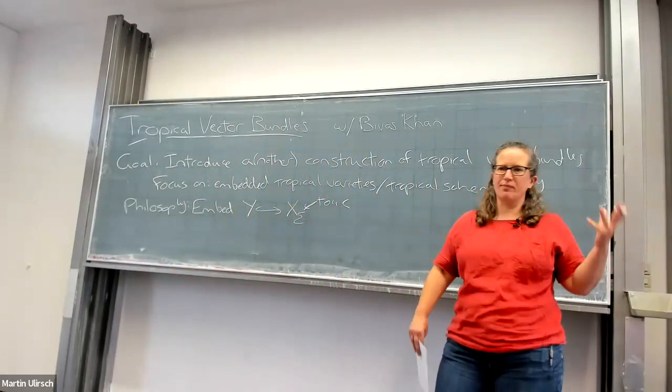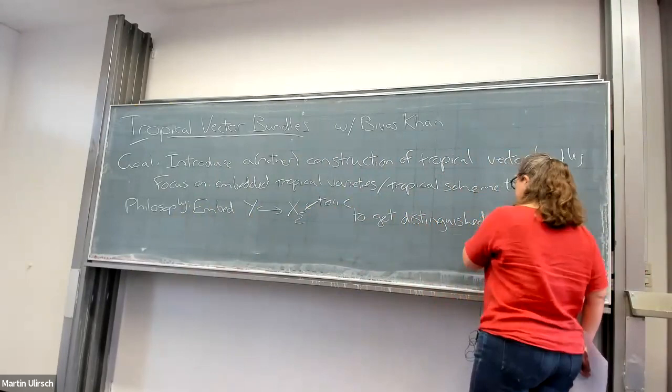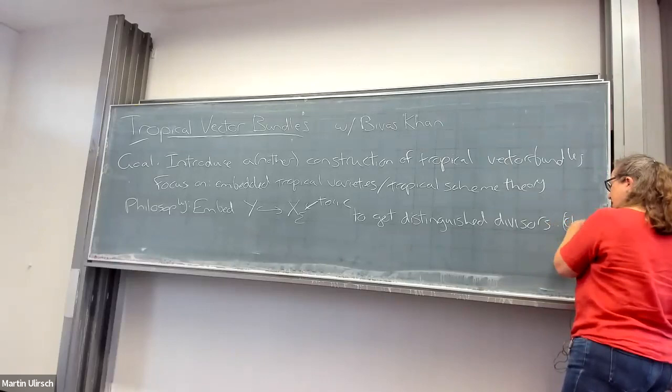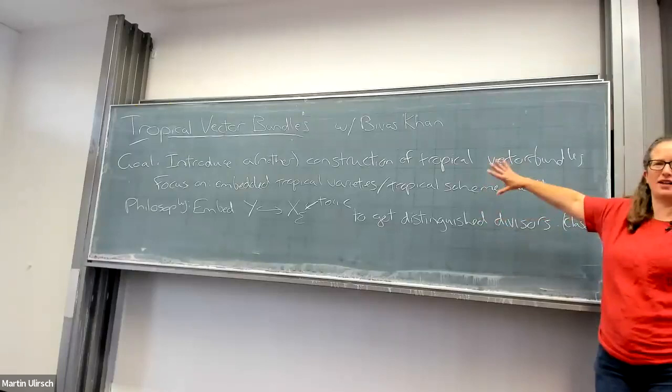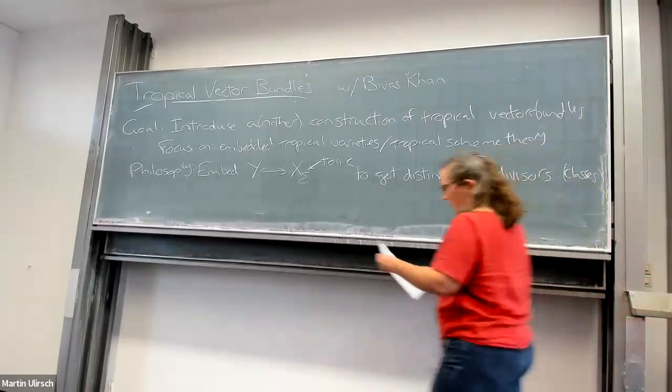So in particular, maybe we could say it gets distinguished divisors, maybe classes. We saw this a little bit in Patrick's talk, where you could say he was choosing his particular subdivisions and blowups to get distinguished things. And the idea is that these should have some control over the geometry of Y. Okay, so that's where we're coming from.